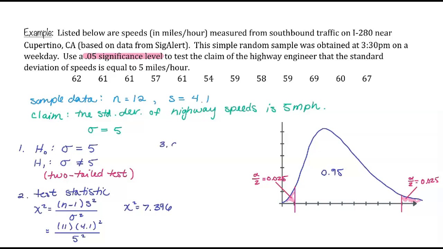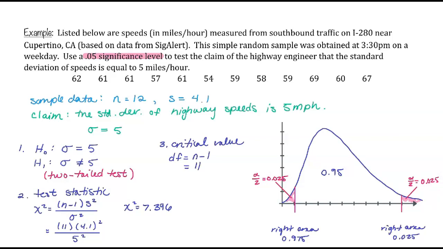I'm going to run through the critical value method again. In this case, we need two critical values because this is a two-tailed test. The left critical value will have a right area of 0.975, and the right critical value will have a right area of 0.025. And we'll make sure to use degrees of freedom equal to n minus 1. In this case, that's 12 minus 1, or 11.